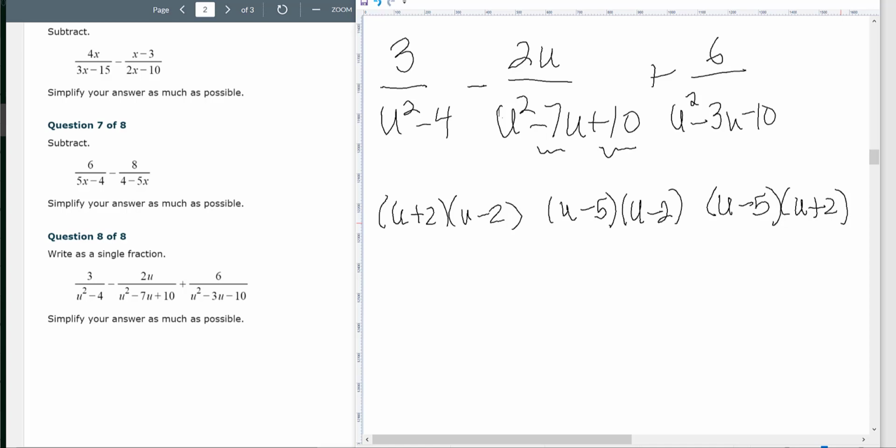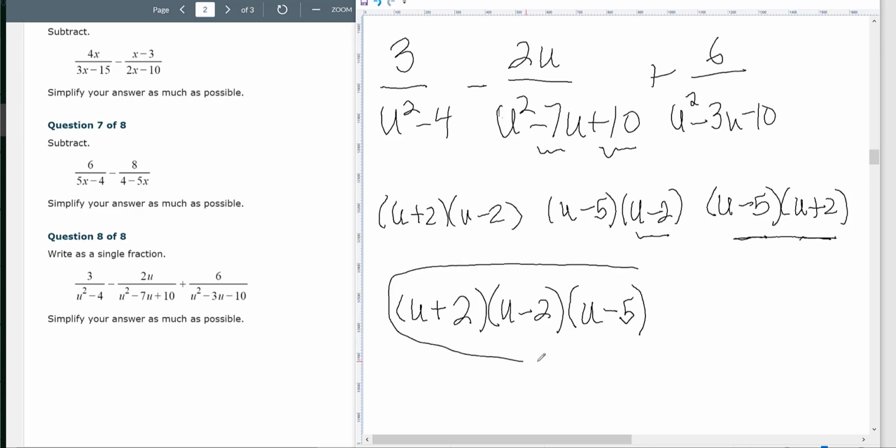We're going to start just by listing the first denominator. So u plus 2 and u minus 2. Now we're going to compare that to the second denominator, and we'll notice that there is a u minus 2, but the u minus 5 is missing. So I'm going to now include a factor of u minus 5. I go over to my third denominator, and I notice u minus 5 is included and u plus 2 is included. So here's my LCD.